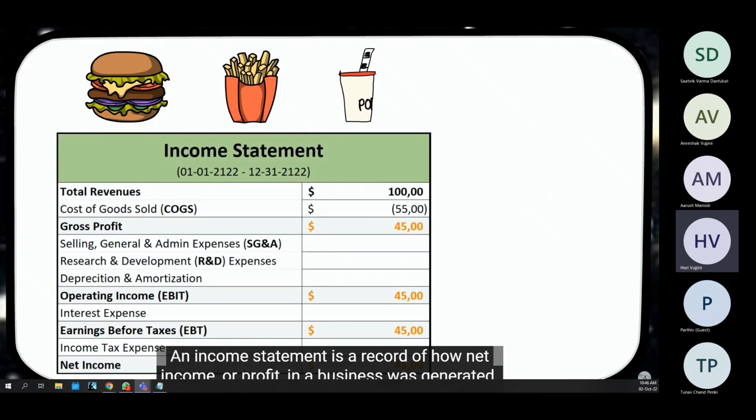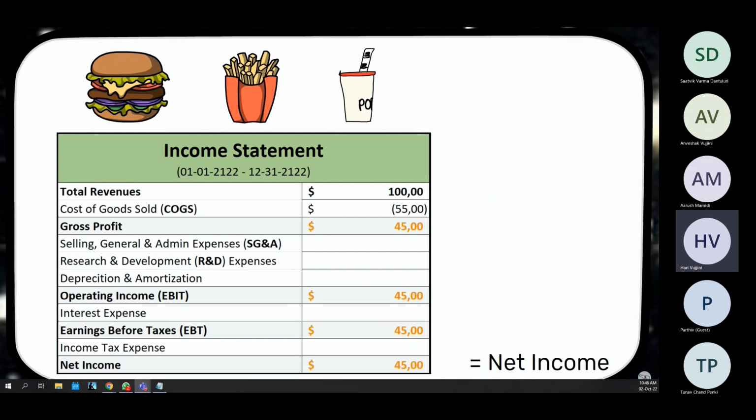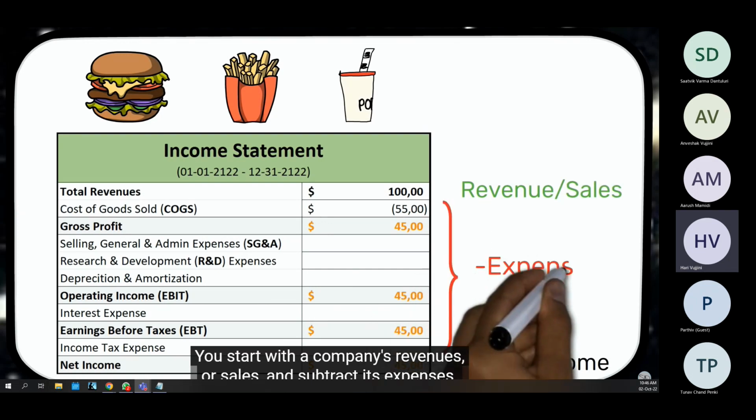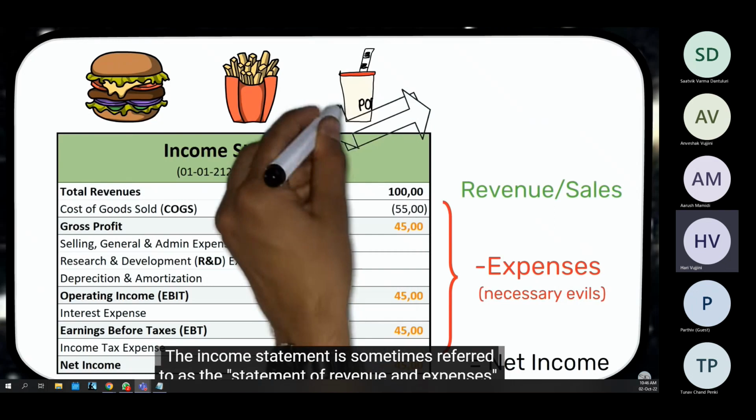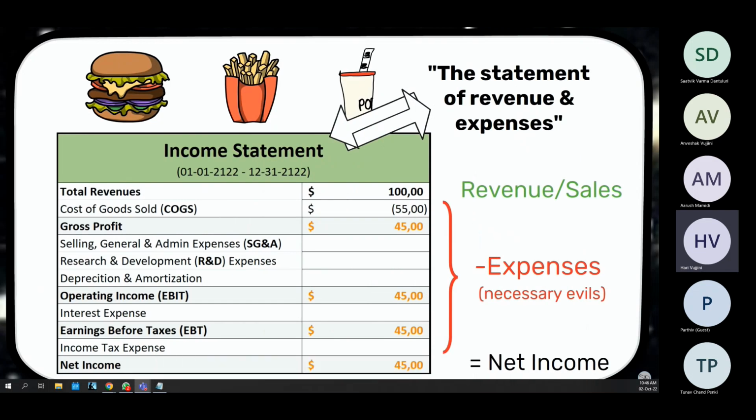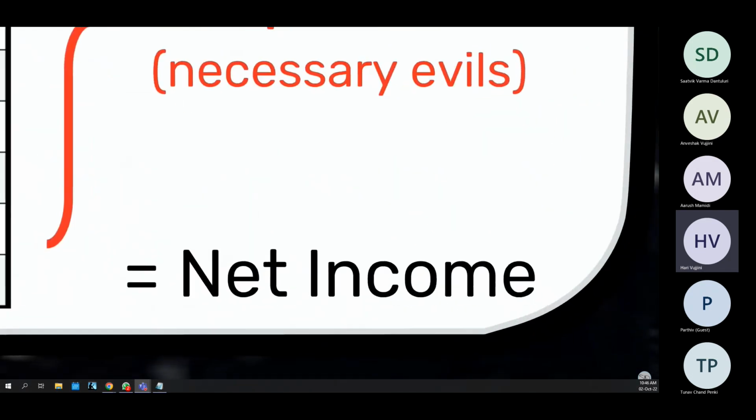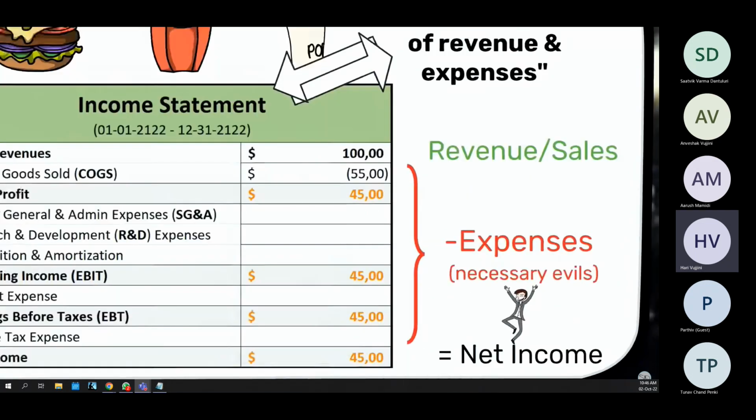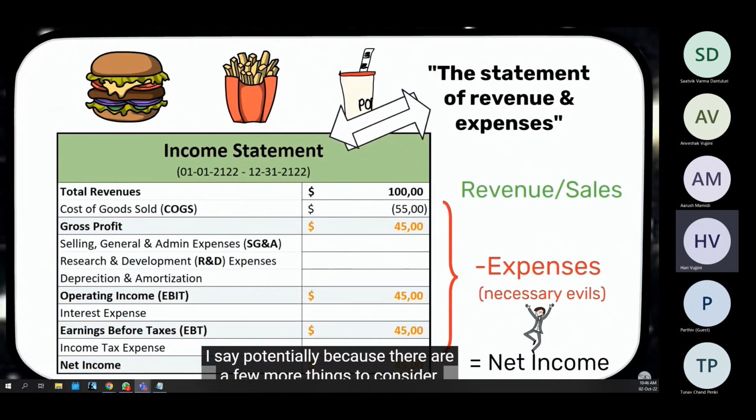An income statement is a record of how net income or profit in a business was generated. You start with the company's revenues or sales and subtract its expenses. The income statement is sometimes referred to as the statement of revenue and expenses, which might be a more telling name. Net income is a good indicator of how much money could potentially be distributed to you as an investor. I say potentially because there are a few more things to consider, and we'll soon cover the most important ones.